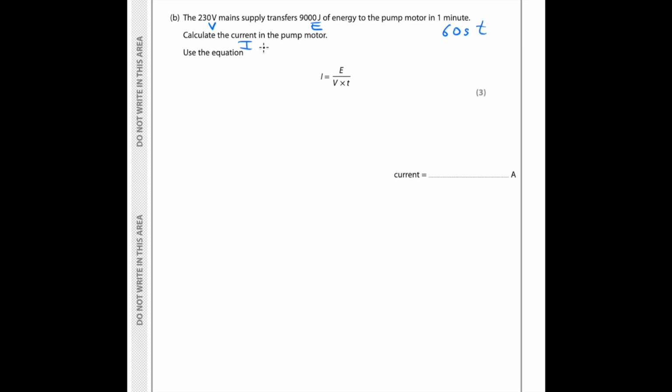Calculate the current, so I equals our target, in the pump motor, and use the equation. Right, they've even rearranged it for us, so I is the target, so we'll just need to pop the numbers in. 9,000 joules of energy divided by 230 volts times by 60 seconds, and that comes out as 0.65217. And I'll just round that down to 2 decimal places. 0.65 amps.